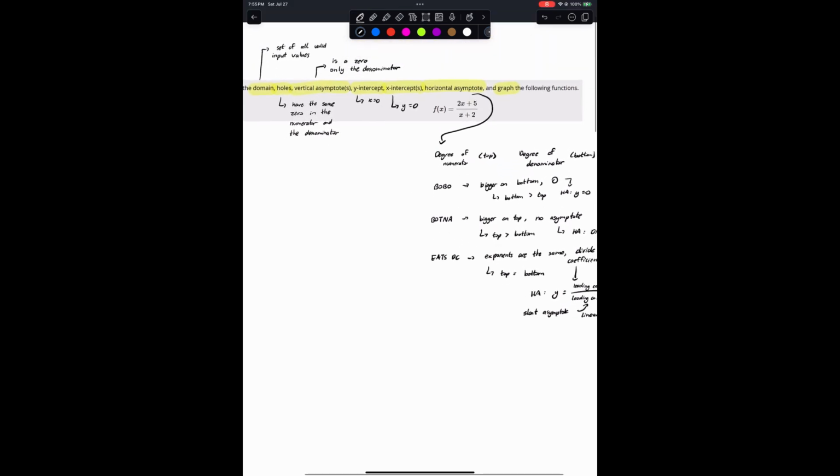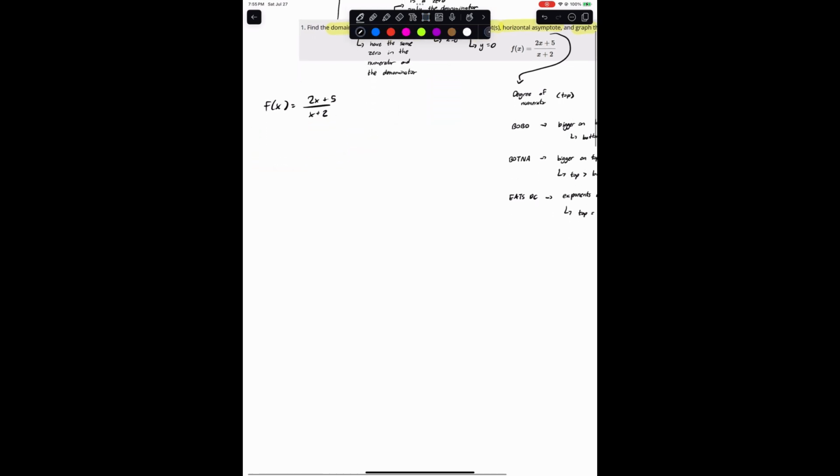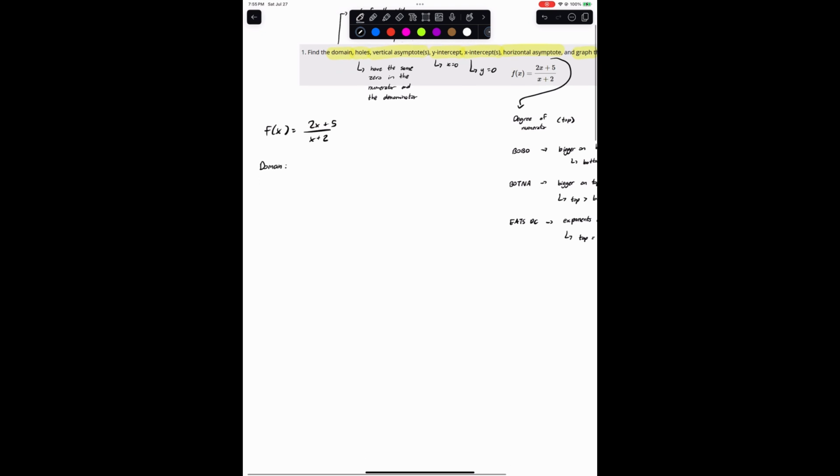That's all the fundamental stuff. And then using all this information, you'll make a graph. So our function is f of x equals 2x plus 5 over x plus 2. Okay. So first things first, we can just go in order. So for domain, generally, the domain is from negative infinity to infinity, but we need to check for some restrictions.